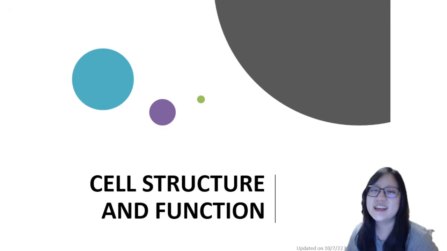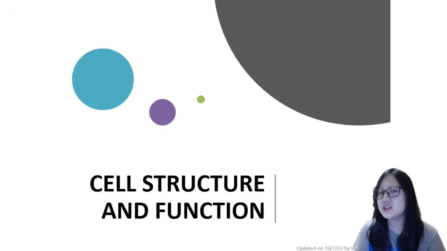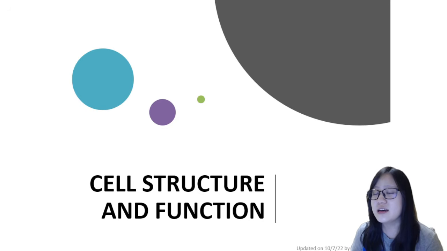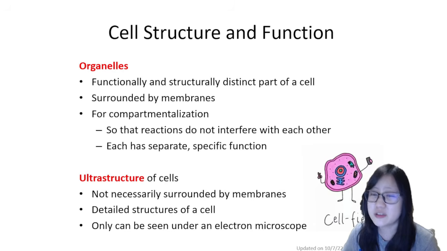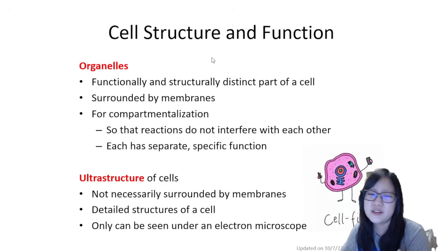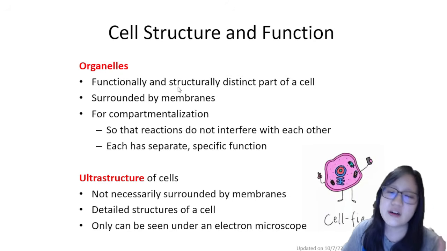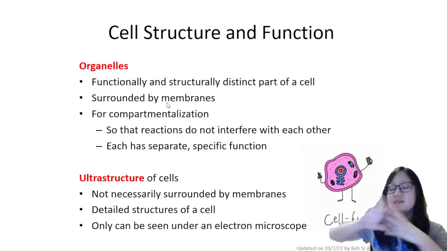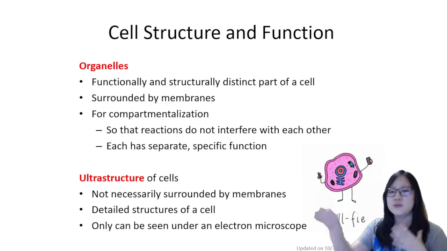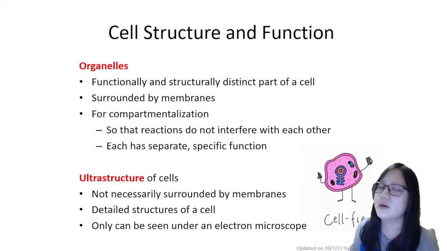Hi everyone, this is Chapter 1, Part 3 of Cell Structure, where we'll be talking about cell structure and function, mostly organelles, really. First of all, we need to define a few terms. When we say organelles, what do we mean? We usually mean a functionally and structurally distinct part of a cell that's surrounded by membranes, separate from one another and with a specific function, like the nucleus versus the rough endoplasmic reticulum.